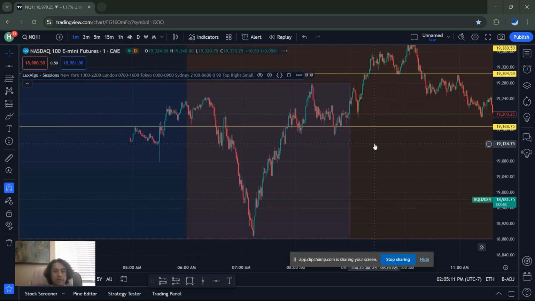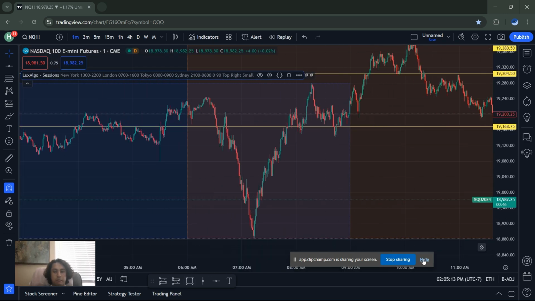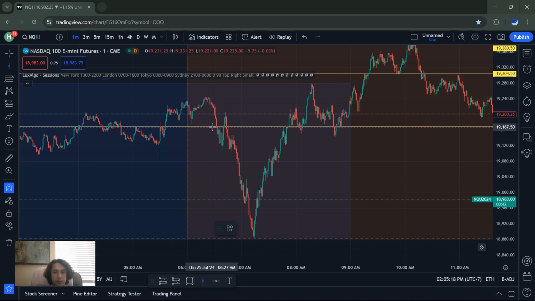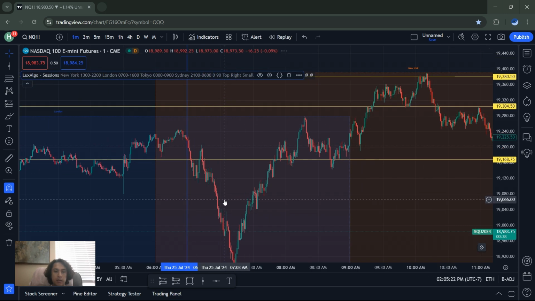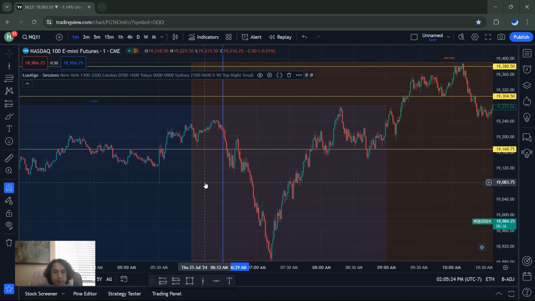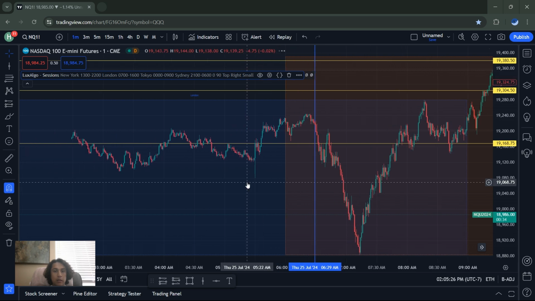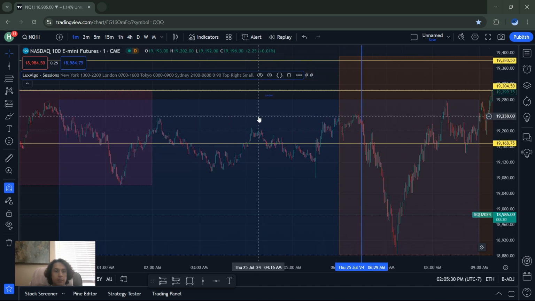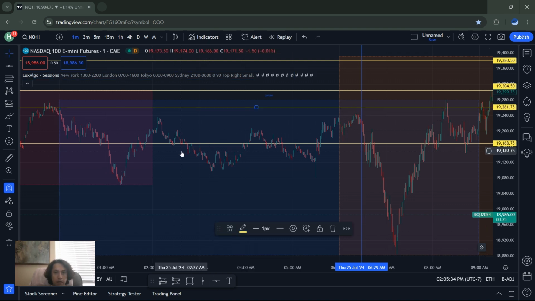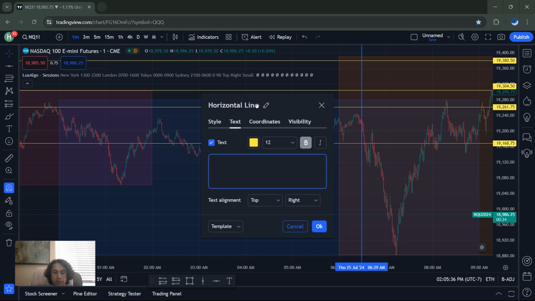At 6:30, market opens for options and all that. I have it marked out with this blue line. What I like to see at 6:30 usually is a sweep of London high. So we'll mark out London high. This is a key level. London high.